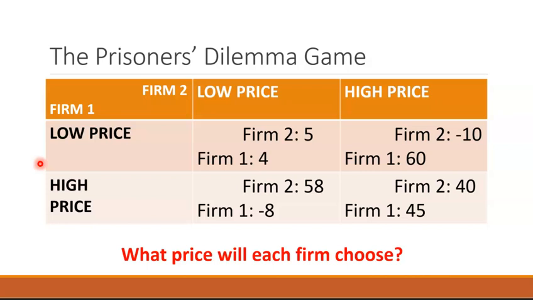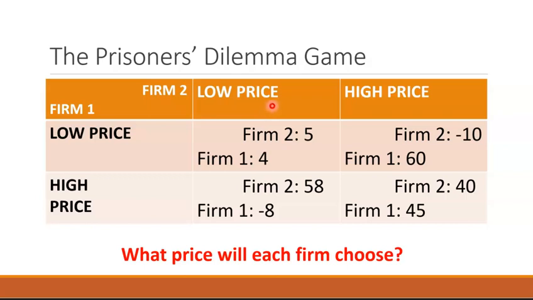Whether you pause the video or not, I'm going to just walk through the logic. Let's just take it from the point of view of any one of the firms. It doesn't matter whose point of view we take. But let's think about firm 1. Firm 1 is going to ask itself, what should I do? What would be the best strategy for me to choose if firm 2 chooses a low price?